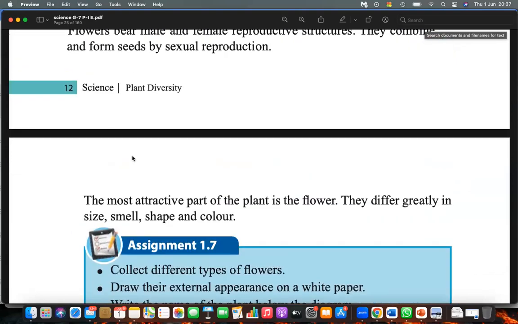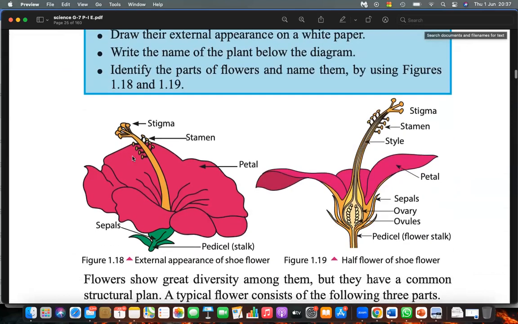Actually, we need to discuss this part, the flower part of the plant, very quickly. And after that, I will let you summarize by dividing those features into a table.